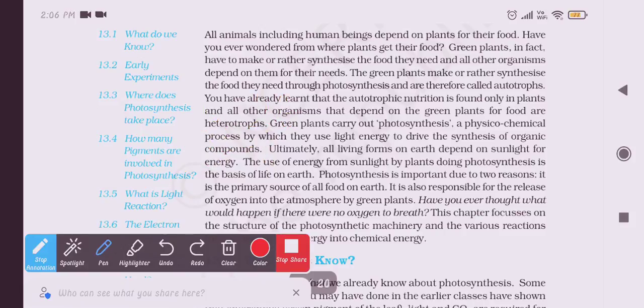So what is it saying? It is saying that some other organisms depend on the green plants for the food, which are called heterotrophs because they cannot make their own food. That's the reason why they're dependent on the others, right?